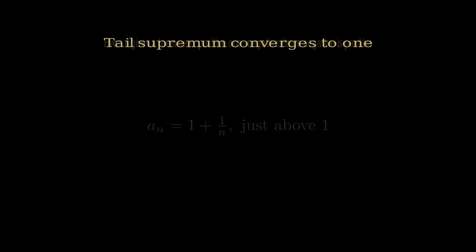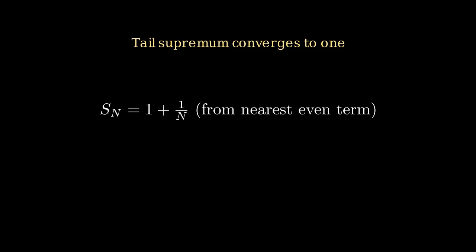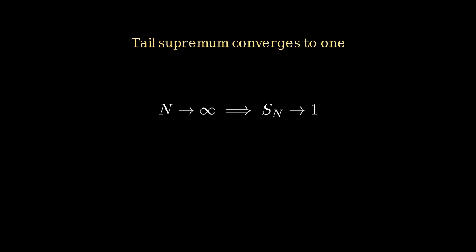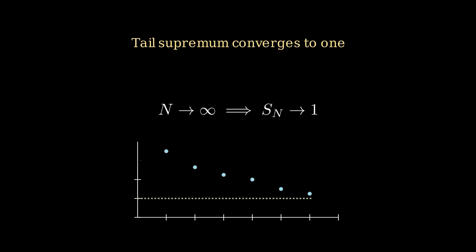Now look at the tail supremum. Since the even terms keep approaching 1 from above, the supremum of every tail is always achieved near those even terms, so the tail supremum sequence converges to 1. This means the limit superior of the sequence is 1.